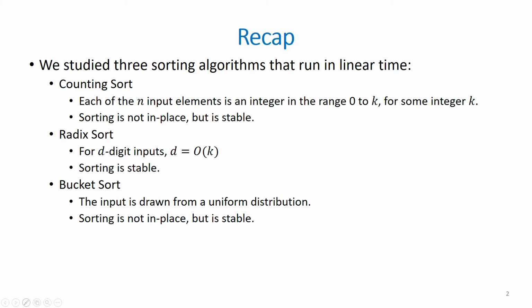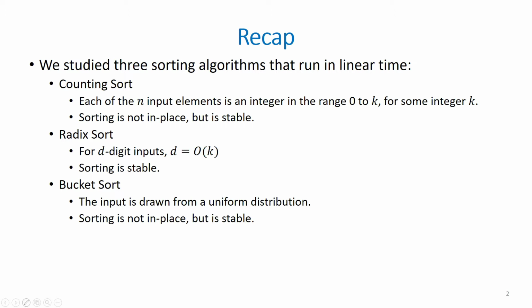It does not sort in place, but is stable. That is, the relative order of elements with the same key value is maintained in the sorted output. Next, we saw the radix sort, which is a stable sorting algorithm and sorts the d-digit numbers or d-character words column-wise starting from right to left. It assumes that d is bounded by k to ensure a linear running time complexity.